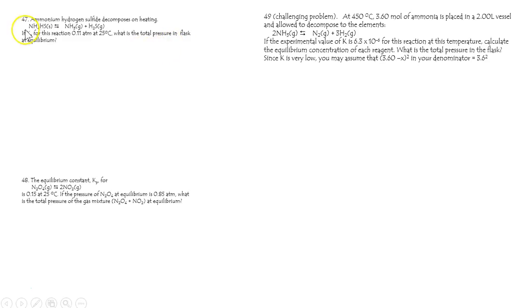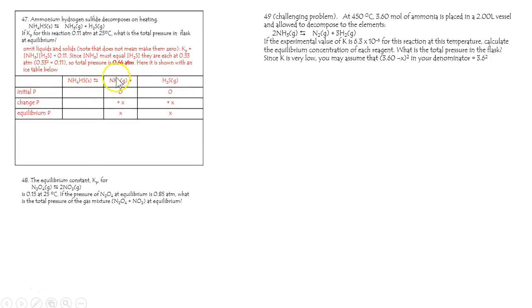Well, I guess we'll need the pressures of everything in order to solve that. So why don't we write down what we know? This is a solid and it's going to get omitted. That doesn't make it this times this over 0. It means K sub P is simply equal to this times this. So we omit it. See how there's nothing there?